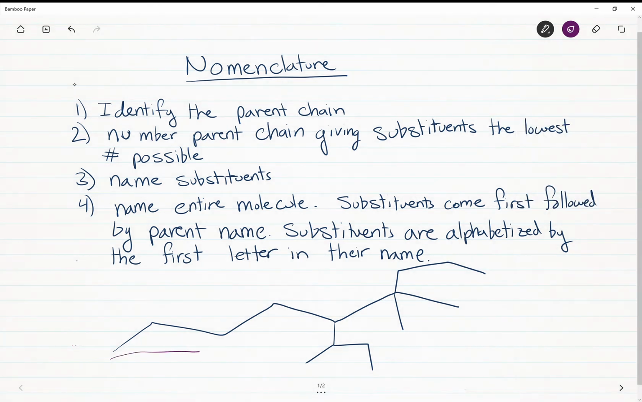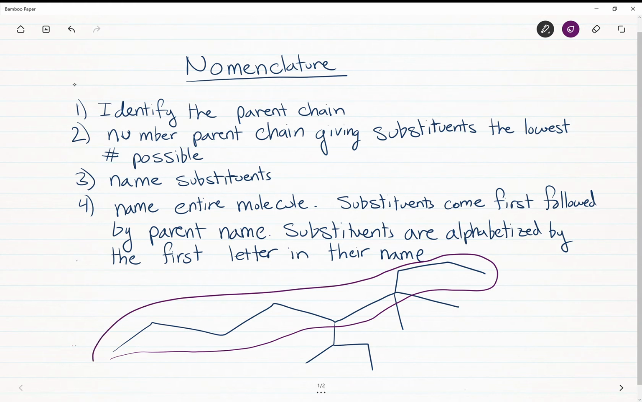I've identified the parent chain as being 9 carbons long in this molecule, and it is this. Don't get confused by substituents, and don't get confused by thinking that the parent chain will always be left to right. The molecule is allowed to rotate freely and is allowed to do what it wants in solution. It is an alkane, and it does not have any restrictions on how it rotates, so it can be drawn in many different ways.